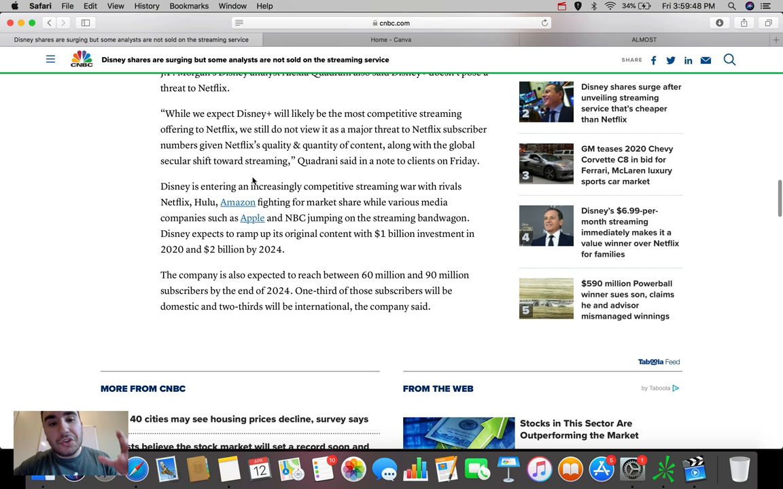Disney is entering an increasingly competitive streaming war with rivals Netflix, Hulu, which I don't really think is a big competitor here, Amazon fighting for the market share, while various media companies such as Apple and NBC are jumping on the streaming bandwagon. There goes the market. Disney expects to ramp up its original content from $1 billion to $2 billion from 2020 to 2024, guys.